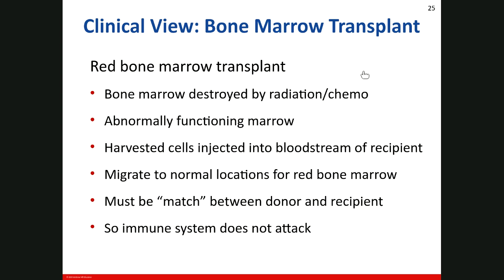The donor red bone marrow is most commonly harvested from the hip bone or less commonly from the sternum. The harvested cells are injected into the blood of the recipient, where they will be transported to the normal location of the red bone marrow. The bone marrow must be matched between the donor and recipient, just as blood type must be matched so the immune system will not attack the tissue as something foreign. Thus, an individual can receive red bone marrow only from a donor that is a close match.